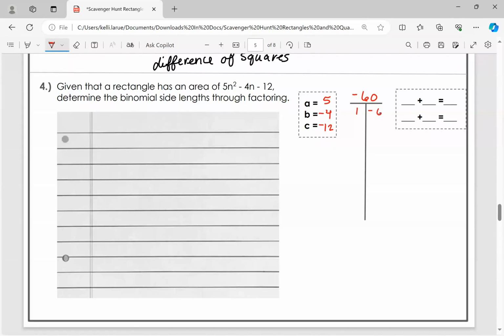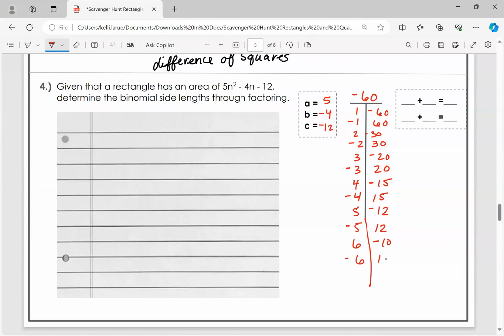We're going to have 1 times negative 60, negative 1 times 60, 2 times negative 30, negative 2 times positive 30. We're going to have 3 times negative 20, okay, and I have found my pair of factors of A times C that add to B.